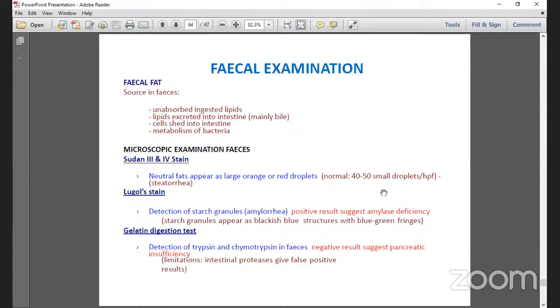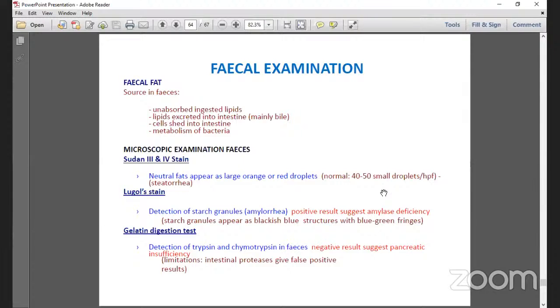So when we put the Sudan III and Sudan IV stain, the fat can appear large, orange or red, and full of them. This we call steatorrhea, the presence of fat in the feces. You can also use a Lugol stain, this stain is for starch. Because the animal has mild malabsorption, mild digestion, the starch cannot be properly broken down, not properly digested, so it cannot be absorbed in the small intestine and circulation. That's why it will end up being passed out together.